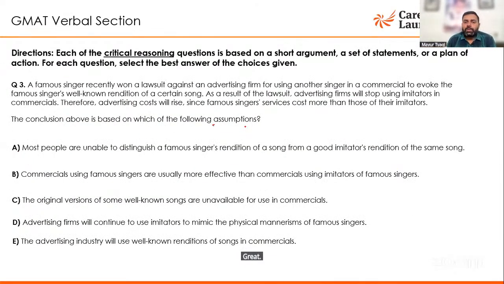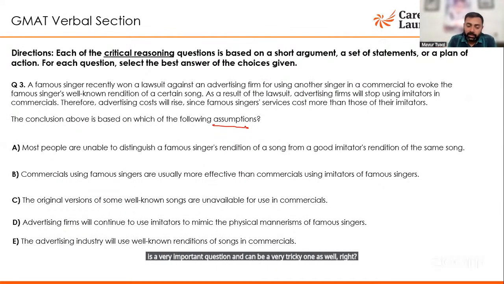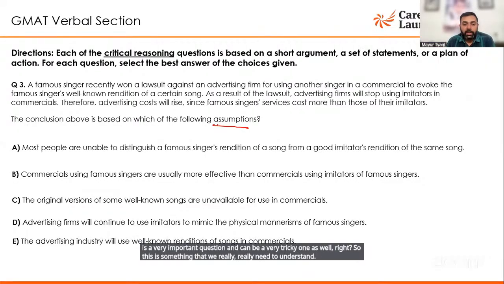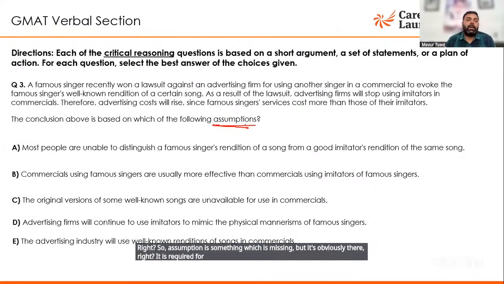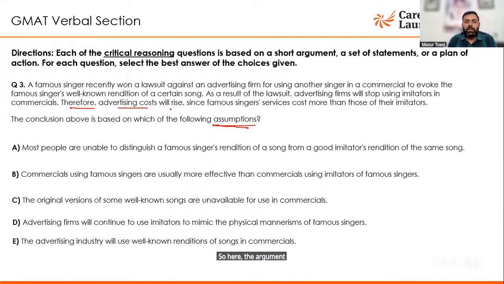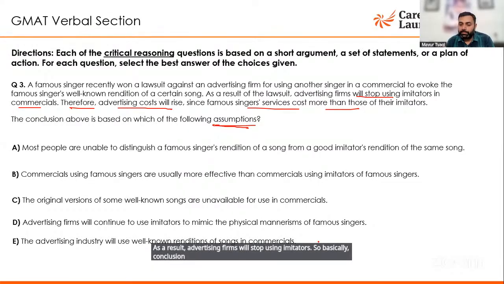Now, assumption is a very important question and can be a very tricky one as well, right? So this is something that we really need to understand and how to go about it. So assumption is basically the bridge between your conclusion and premise, right? Assumption is something which is missing, but it's obviously there. It is required for the argument to work. So here the argument concludes that the cost will rise. Why will the cost rise? Since the famous renditions services cost more and they are not allowed to use a copy, right? As a result, advertising firms will stop using imitators. So basically, conclusion is the cost will go up.